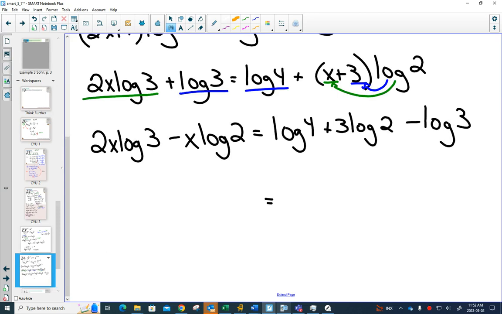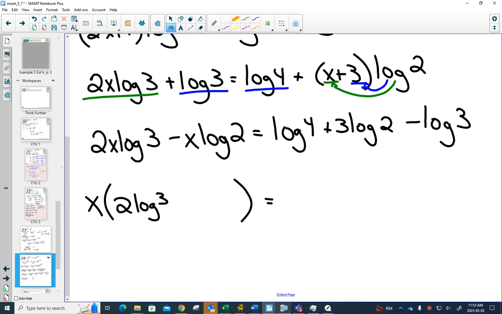At this moment, you have two things with x's in them. You can factor that x out. And I want you to quickly look at, if I take an x out of 2x log 3, quickly in your head, get an idea of what you would get. Okay? Did you get 2 log 3?